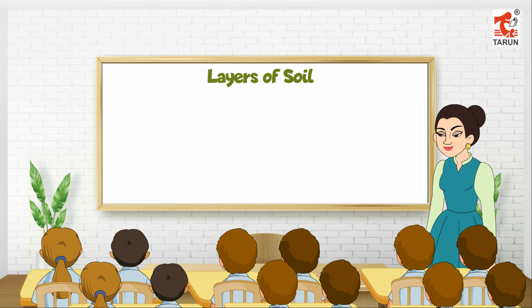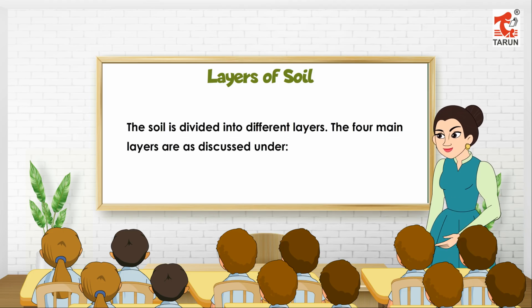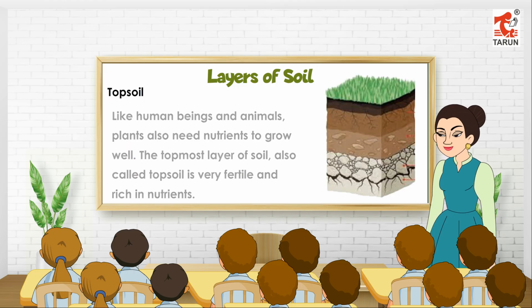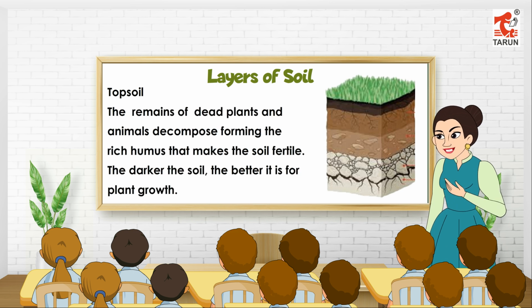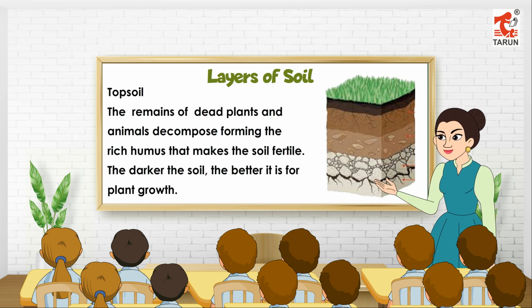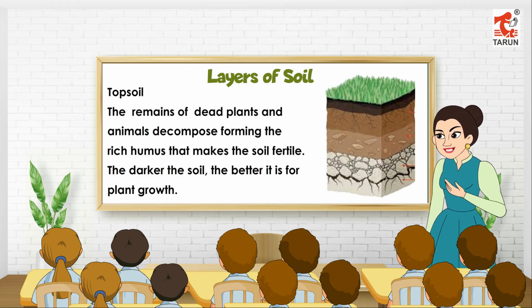Layers of soil. The soil is divided into different layers. The four main layers are as discussed under. Topsoil. Like human beings and animals, plants also need nutrients to grow well. The topmost layer of soil, also called topsoil, is very fertile and rich in nutrients. The remains of dead plants and animals decompose, forming the rich humus that makes the soil fertile. The darker the soil, the better it is for plant growth.